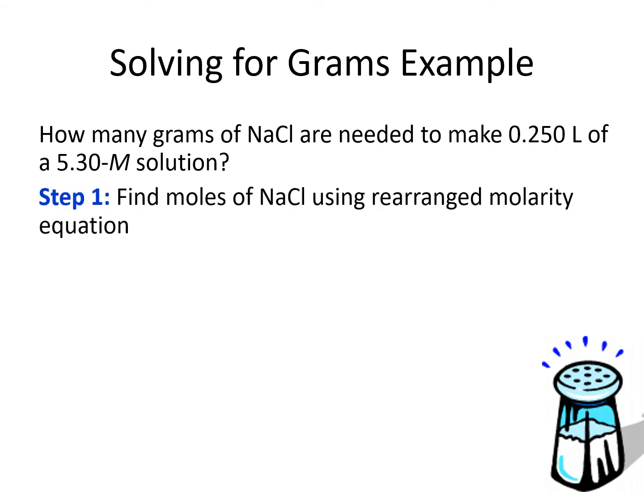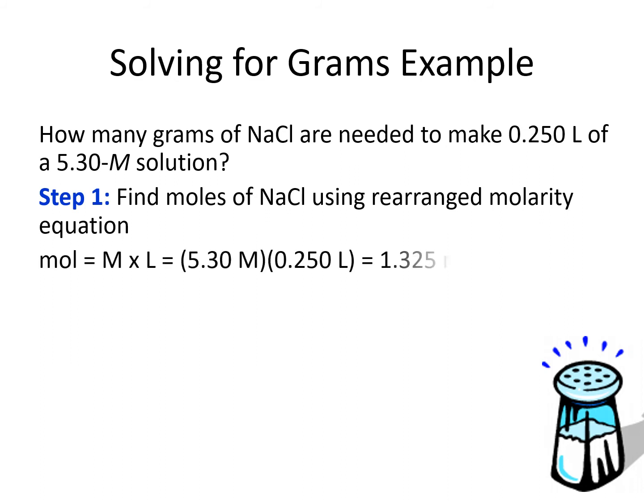Our first step is going to be finding how many moles of sodium chloride are needed to make the solution. We know the volume and we know the molarity, so we can solve for moles using a rearrangement of our molarity equation. Our rearrangement is moles equals molarity times liters. We plug in our molarity of 5.30 molar. We plug in our liters, which is 0.250 liters. And that tells us that we are going to be putting in 1.325 moles of sodium chloride.